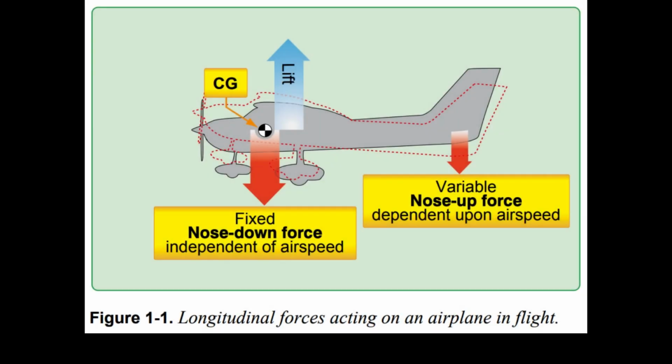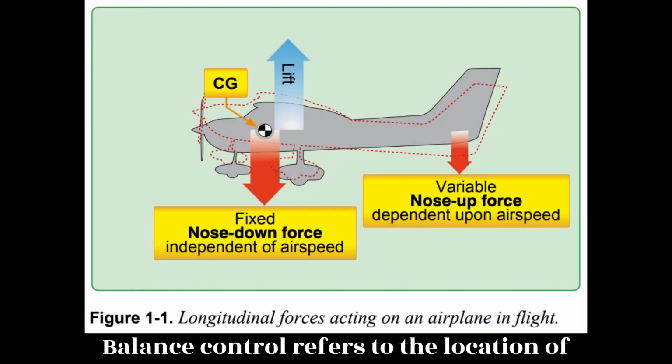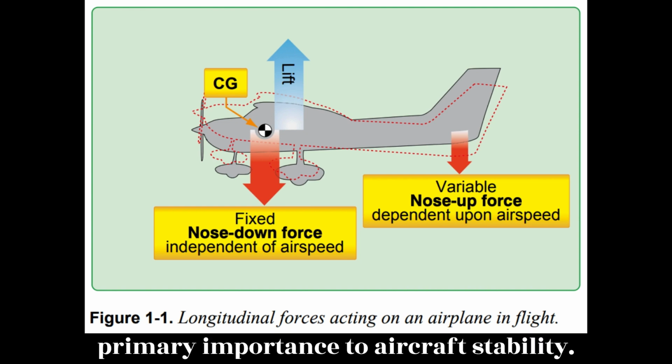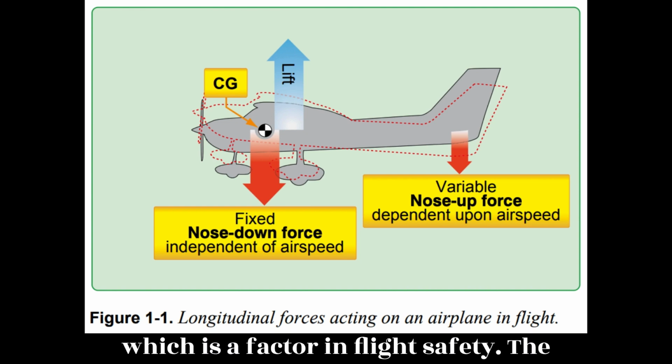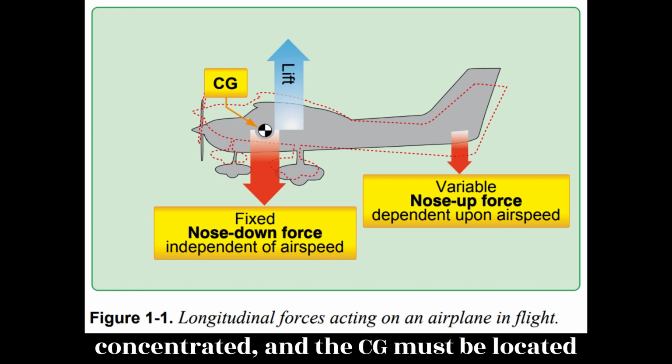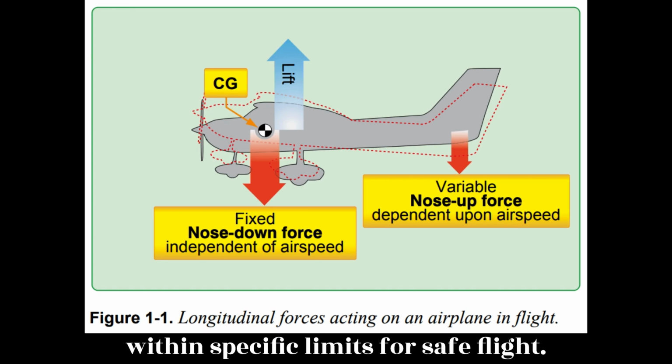Stability and balance control. Balance control refers to the location of the CG of an aircraft. This is of primary importance to aircraft stability, which is a factor in flight safety. The CG is the point at which the total weight of the aircraft is assumed to be concentrated, and the CG must be located within specific limits for safe flight.